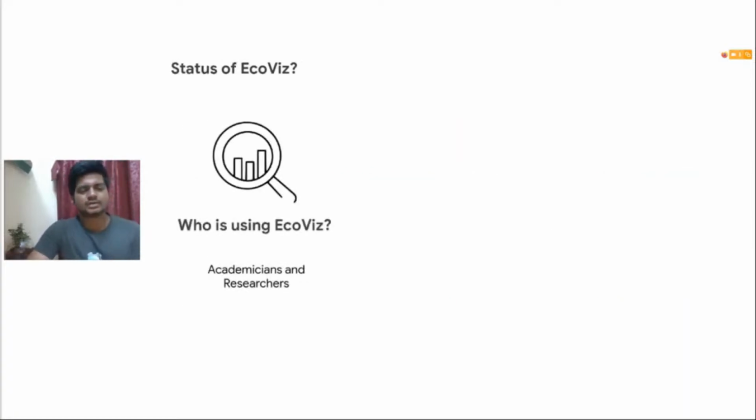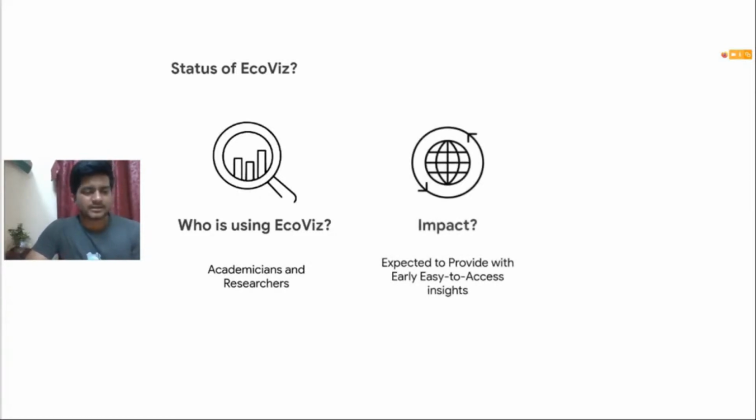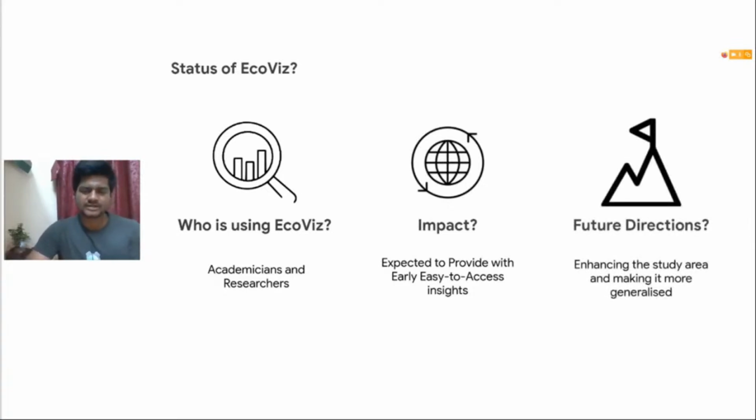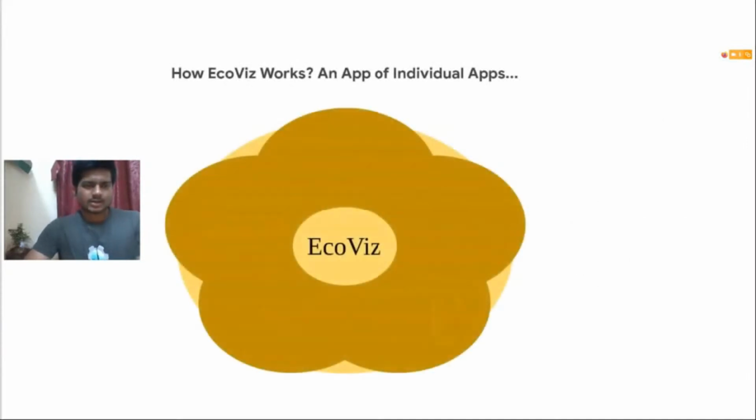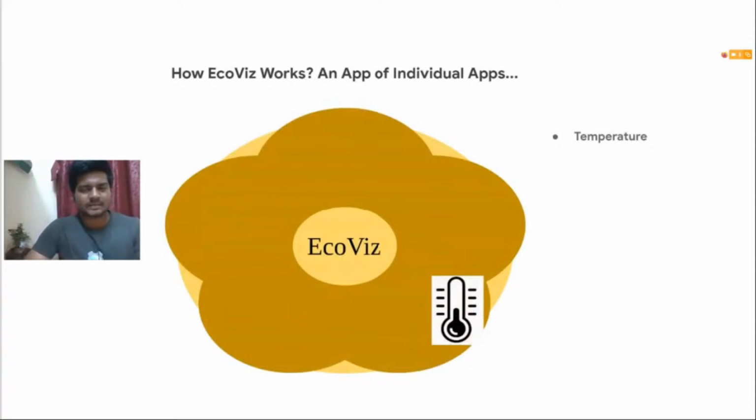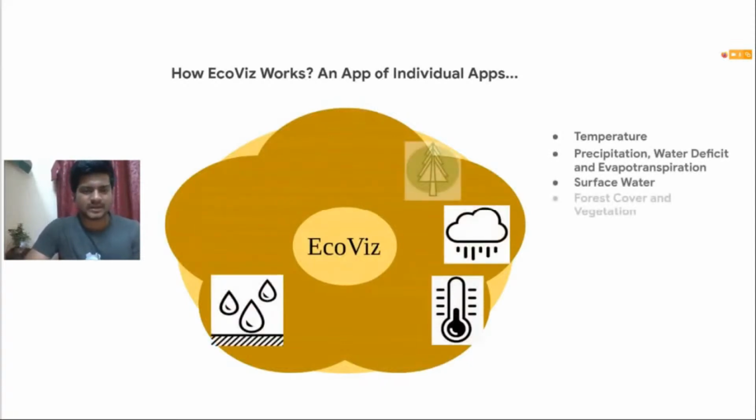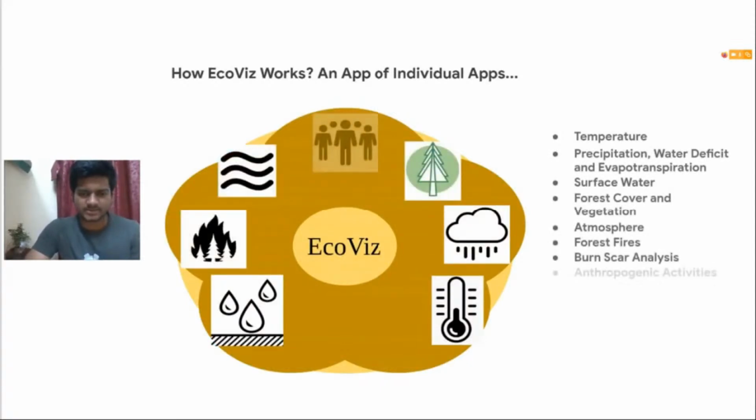Now the current status of Ecoviz is that it is being used by academicians and researchers in their work, primarily conservationists and ecologists, and the impact is associated with the real world, to provide easy, early access to insights. In the future directions, it is being planned to enhance it, to add a custom-based geometry, and also to include more study areas. So Ecoviz works as an app of individual apps, and it tries to analyze various parameters as we are seeing here.